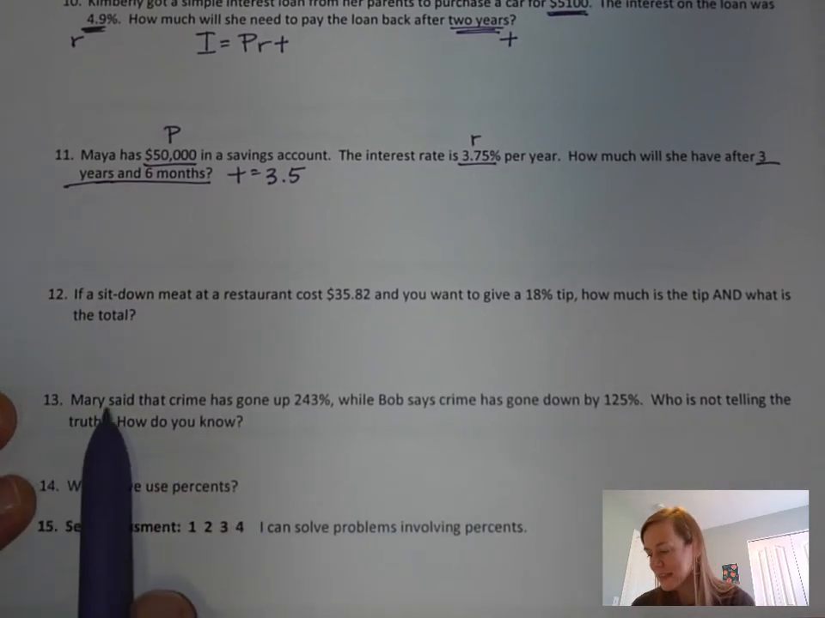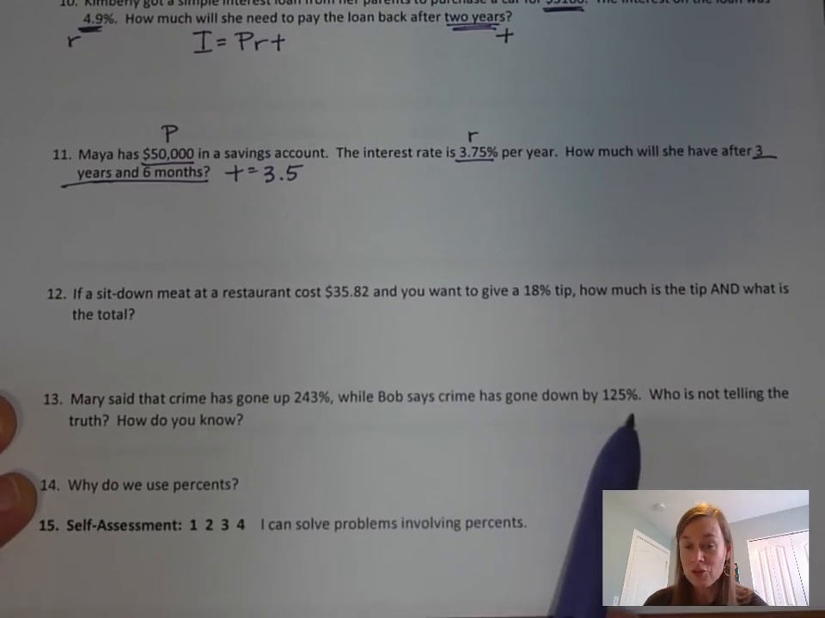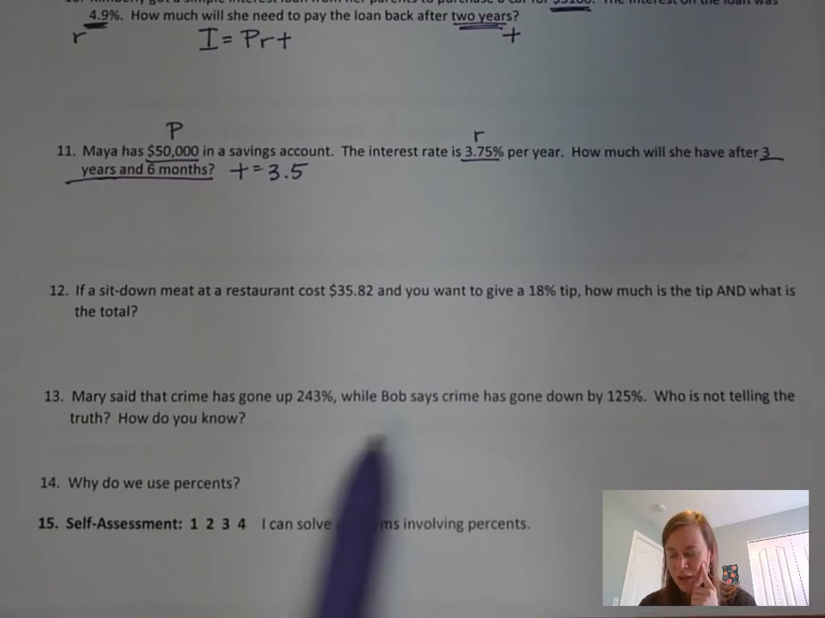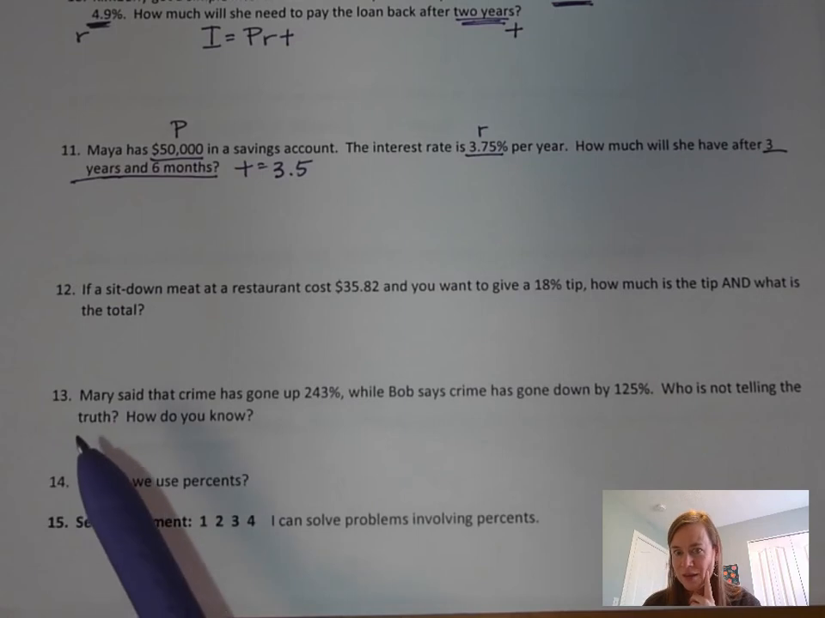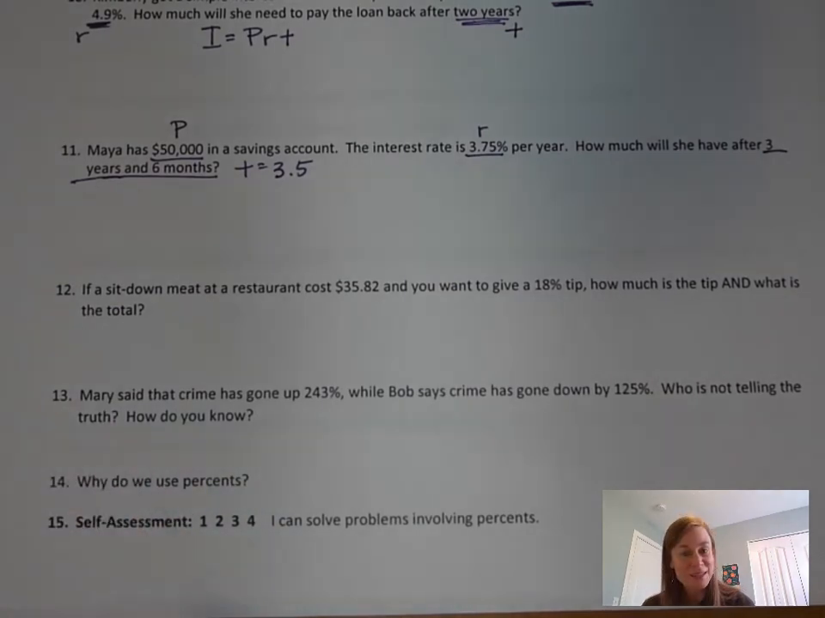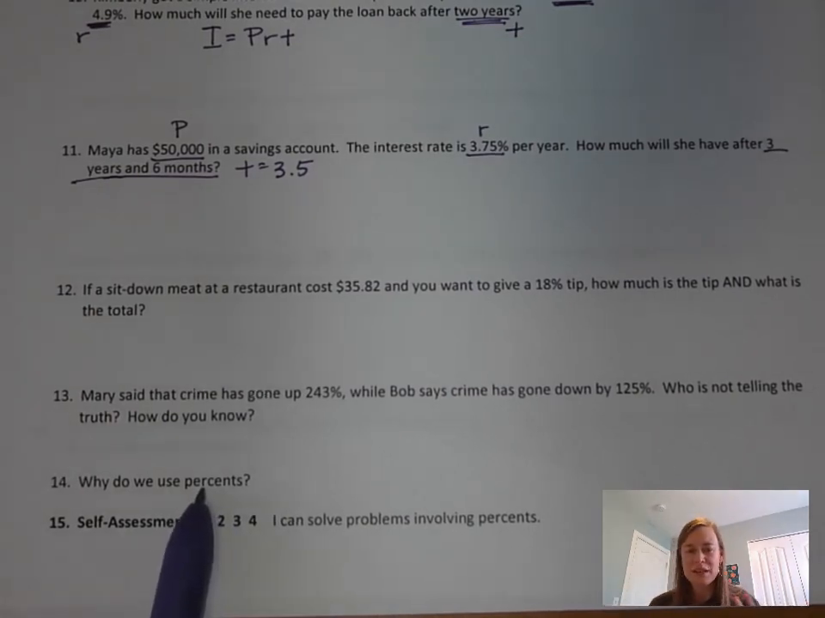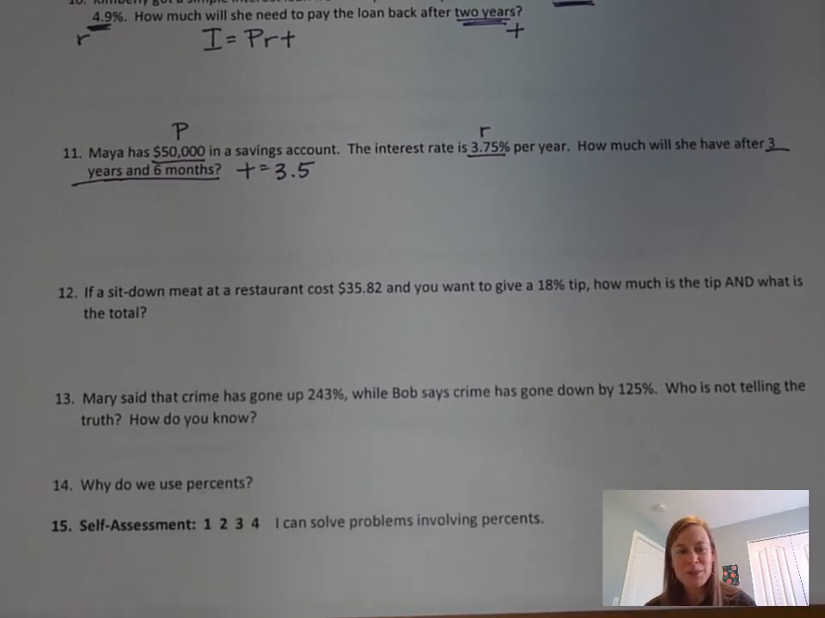So in 13, Mary said that crime has gone up 243%, while Bob says crime has gone down 125%. Who is not telling the truth, and how do you know? Only one of these two people can possibly be saying a correct statement. Who is it? See what you can think of there. And then in number 14, just a little bit of critical thinking. Why do we use percents? It's something we use in our daily lives all the time, probably more as adults than as middle schoolers, but I bet you guys use them quite a bit. Why do we use them? See what you come up with and write it down there.